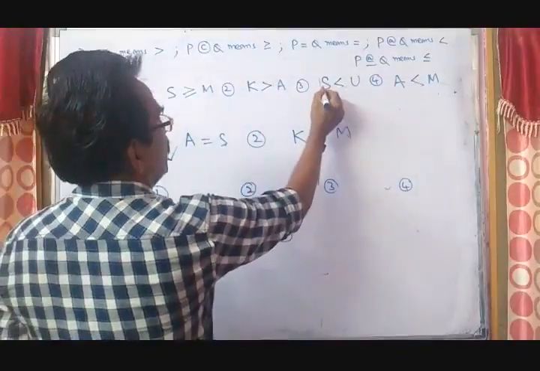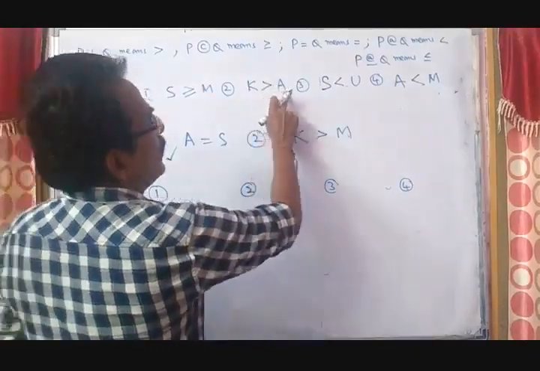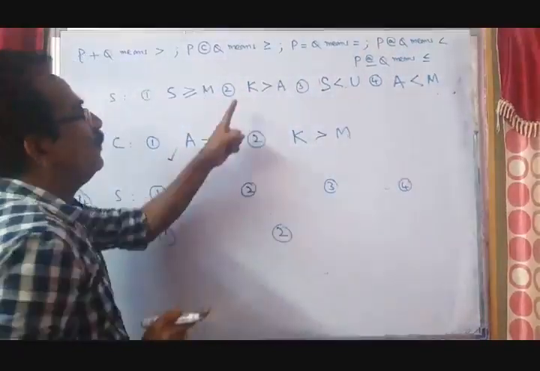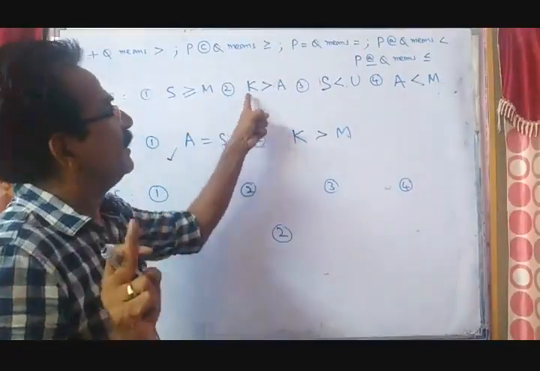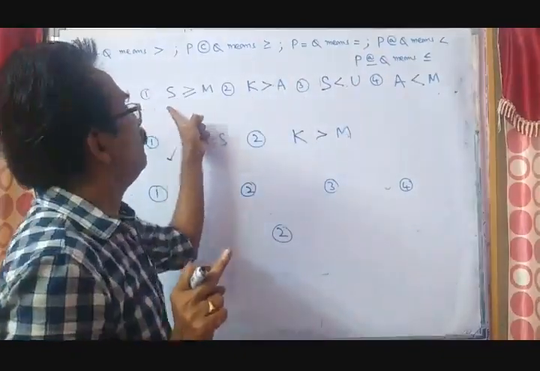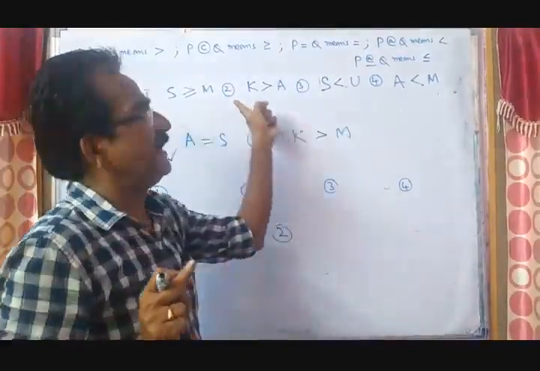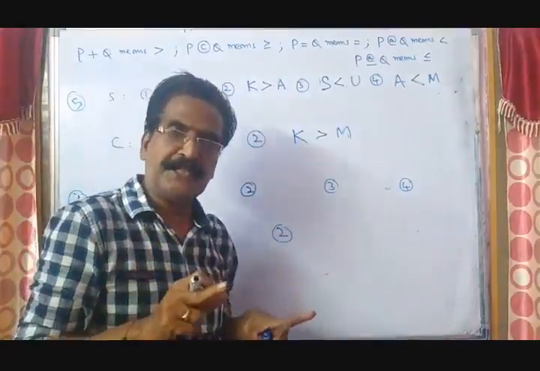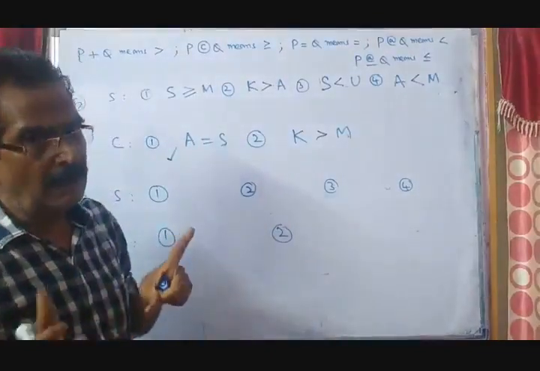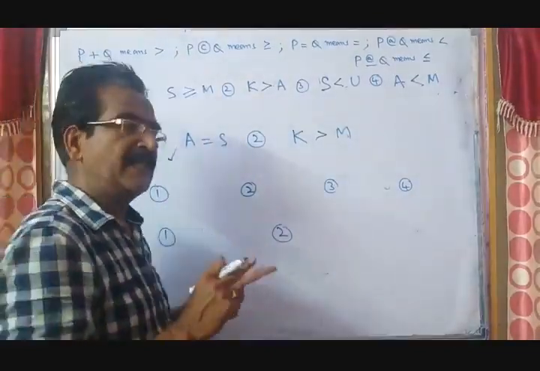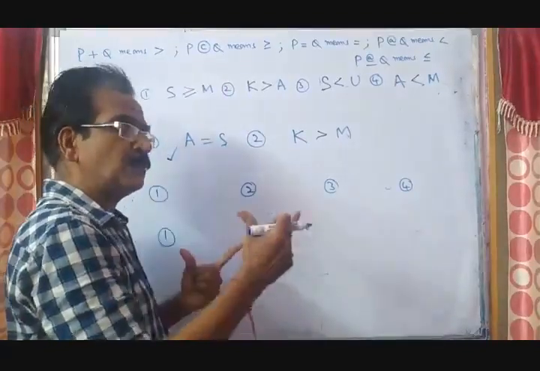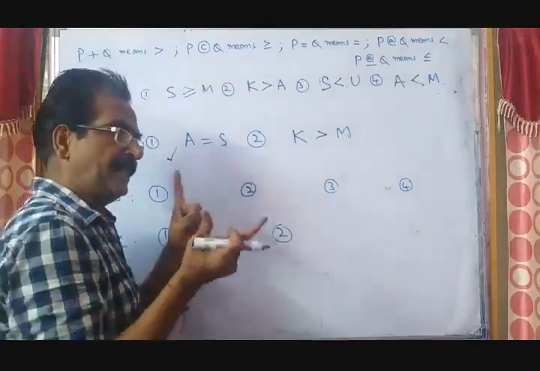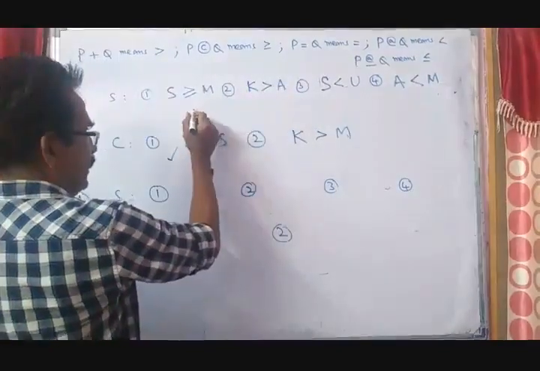Two S's are there, two A's are there, two M's are there. Only one K is there, and only one U is there. So you can begin the statement with either K or U. If you begin the statement with K, the statement ends with U. If you begin with U, the statement ends with K. You can begin this statement with any letter. Now let us begin the statement with K.